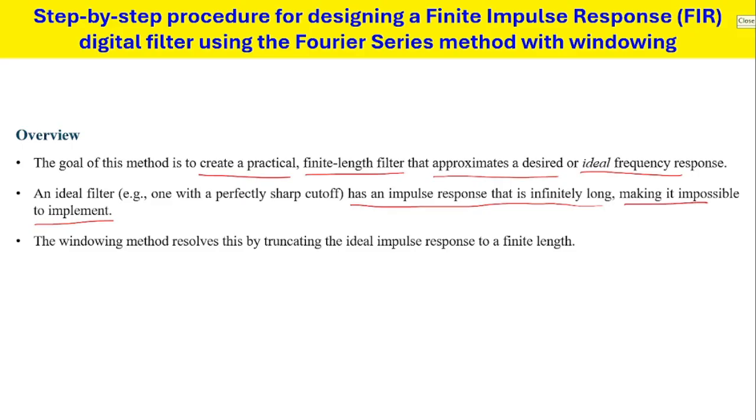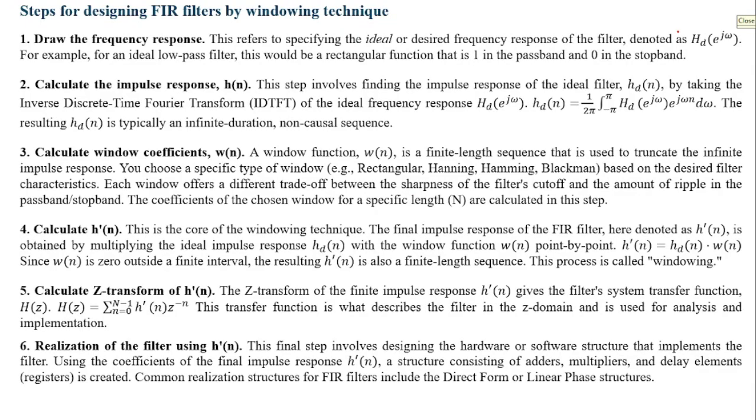Now these ripples are not good because they deviate from our idealness, and they induce some noise into the signal itself. So, to avoid that condition, we have this windowing technique method. Initially, the steps will be similar. First, draw the frequency response, as we saw in our last class.